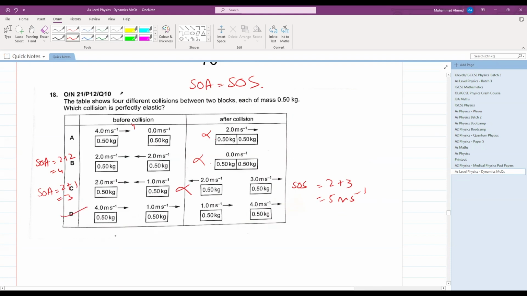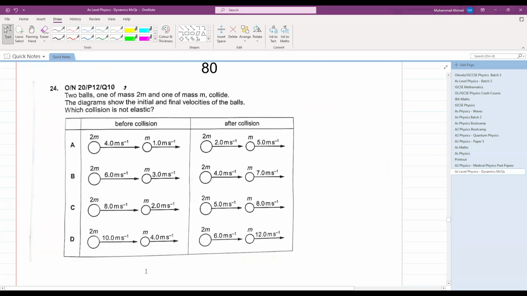Let's try out option D. 4 minus 1 is equal to 3 m s^-1, which is your speed of approach. Why have I subtracted it? Because both the speeds are acting in the same direction. Can you calculate the speed of separation as well? Yes, 4 minus 1, because speeds are acting in the same direction. Speed of separation is equal to speed of approach. D is your answer.